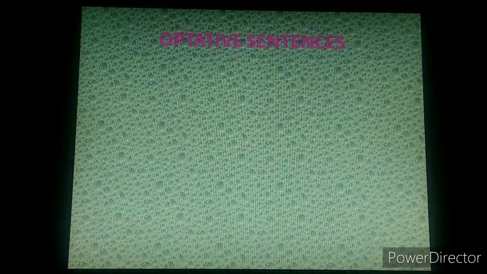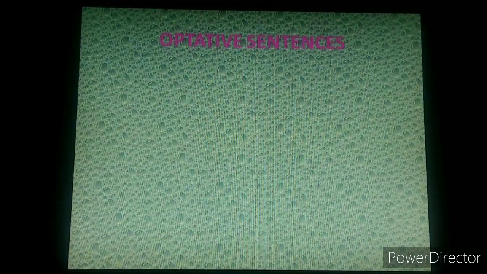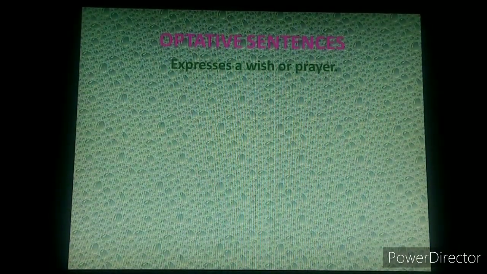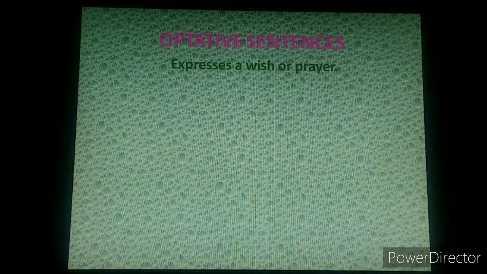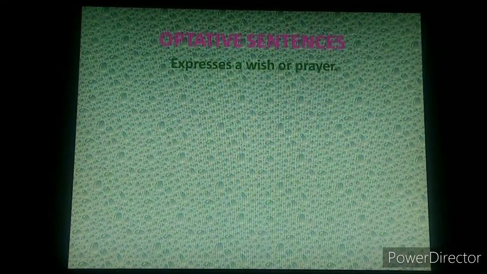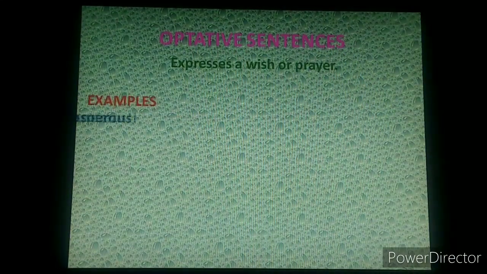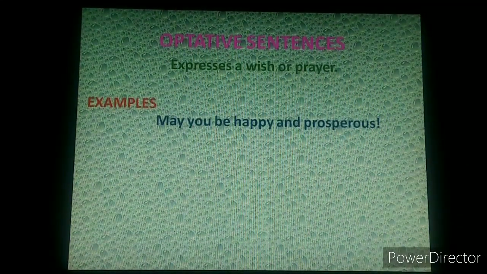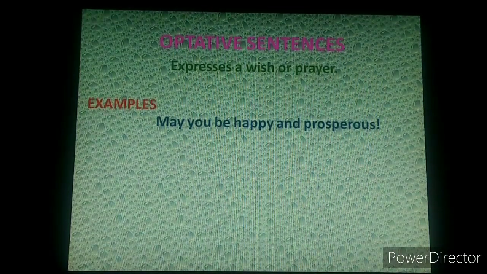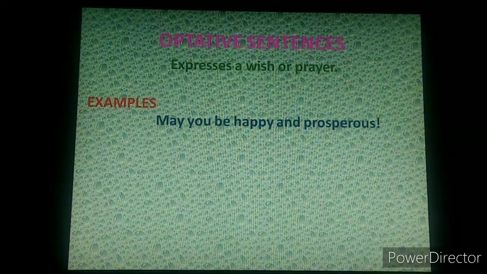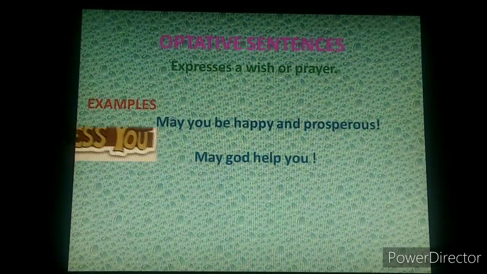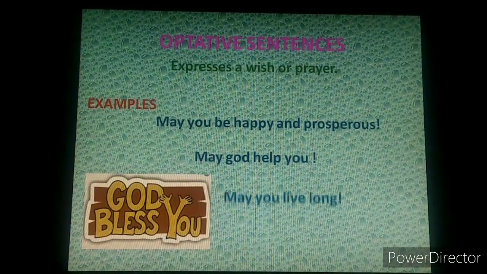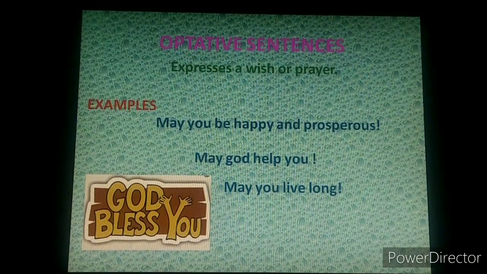But in your book, one more type of sentence is given, that is optative. The sentence that expresses a wish or prayer is called an optative sentence. For example, may you be happy and prosperous. Here somebody is wishing you a prosperous and happy life. Same way, may God help you, may you live a long life.